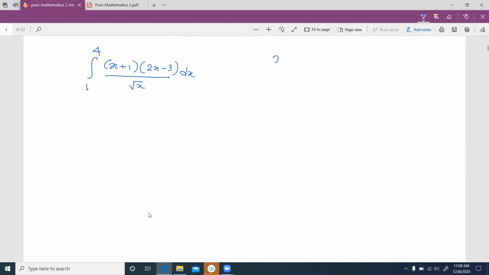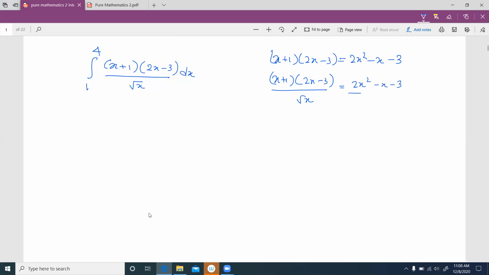So initially you take x plus 1 times 2x minus 3 and remove the brackets. If you expand the brackets, it turns out to be 2x squared minus 3x plus 2x, which is minus x, minus 3. So x into 2x is 2x squared, x into minus 3 is minus 3x, 1 into 2x is 2x, minus 3x plus 2x is minus x, and 1 into minus 3 is minus 3. Then you divide by the square root of x.